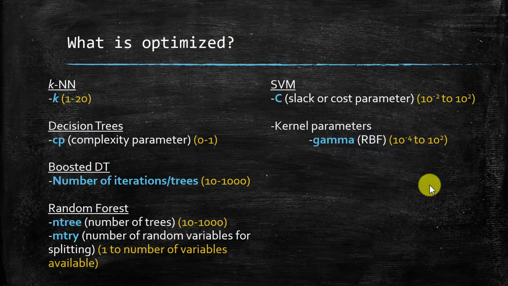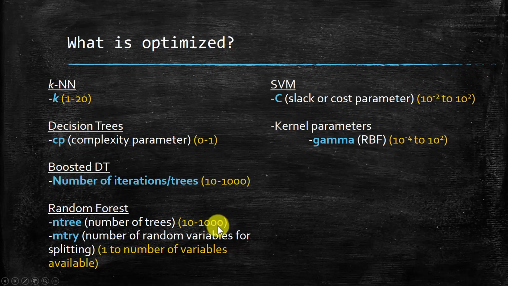Okay, and then another thing might be, what range of values? If you look through the literature, you'll find different numbers, but here are some suggestions. For K, it might be 1 through 20, so 1 up to 20 nearest neighbors. CP is generally pretty easy. It's scaled 0 to 1. Boosted decision trees, maybe 10 to 1,000 trees. Random forest, similar, 10 to 10,000 trees. Rarely will you probably need more than 1,000 trees, but you could always test more.